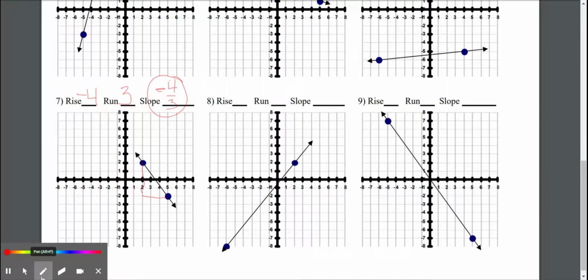Thank you for watching, and I hope to move on soon to finding slope from 2 different points without a graph and finding slope from a table.